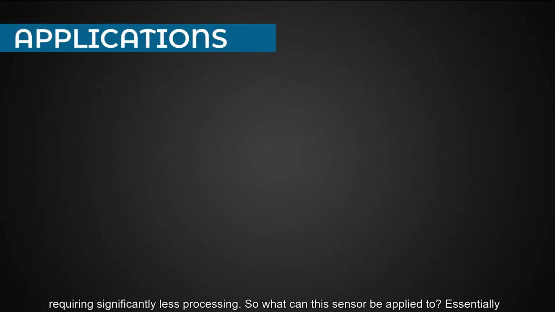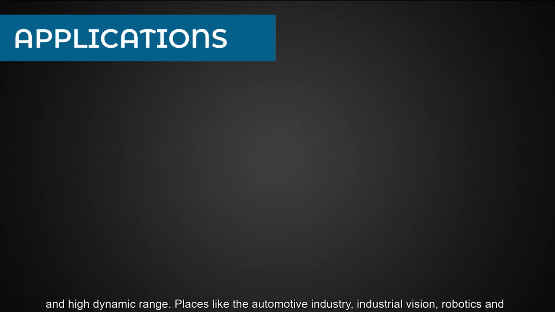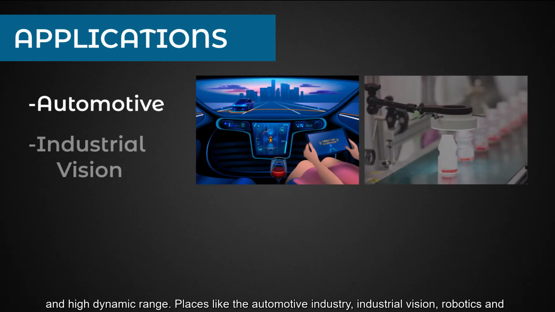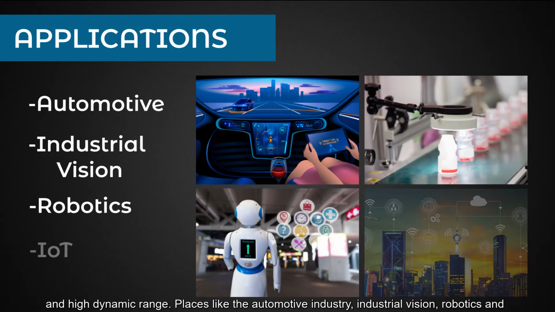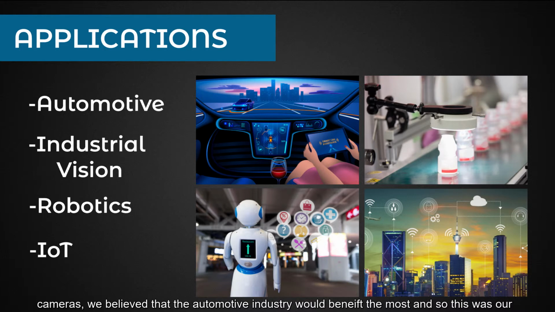So what can this sensor be applied to? Essentially any area that requires low latency, low power consumption, low storing and bandwidth requirements, and high dynamic range. Places like the automotive industry, industrial vision, robotics, and IoT. With so much information flowing around a modern car, gathered from sensors and onboard cameras, we believed that the automotive industry would benefit the most, and so this was our chosen application.